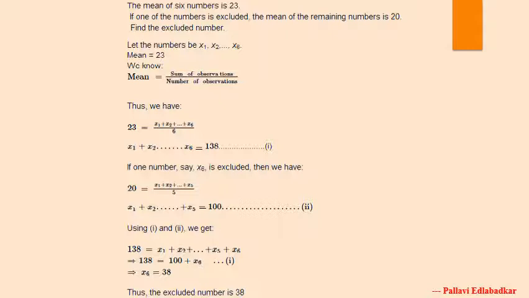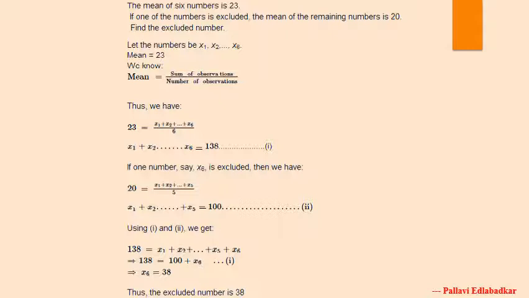Let us call this equation number 1. Now out of this, let us say that one observation, say x6, is excluded. So what will we have? Now we will have just 5 numbers, that is summation of xi, where i ranges from 1 to 5. So 20 equal to (x1 plus x2 till x5) upon 5. Of course, n is going to change over here because one of the observations is getting excluded. Correct? So we can say that x1 plus x2 till x5 is equal to 20 multiplied by 5, which is equal to 100. Let us call this equation number 2.